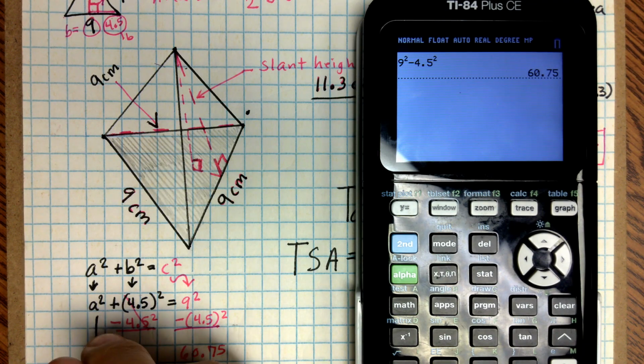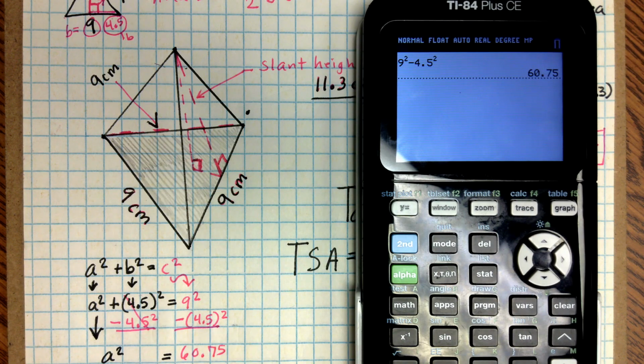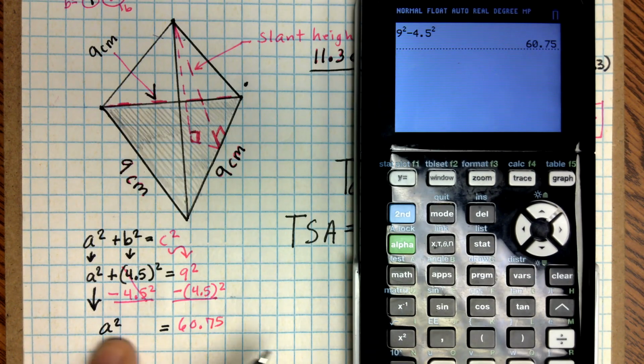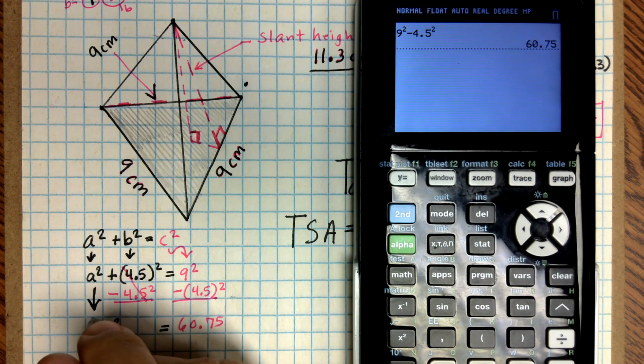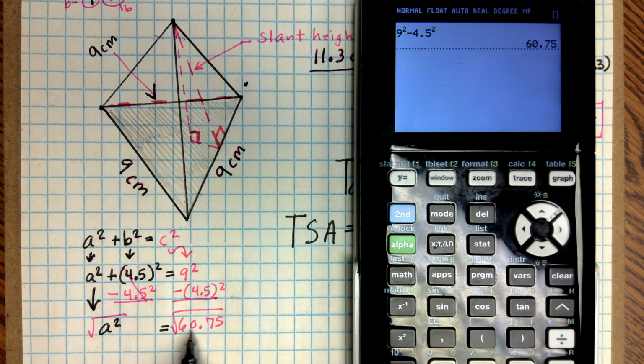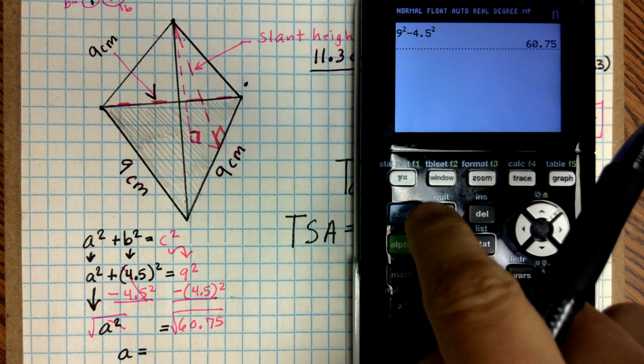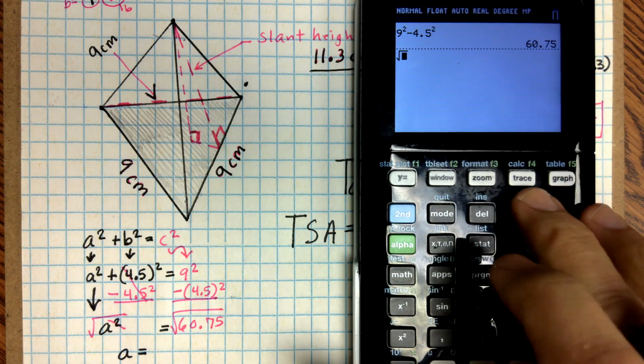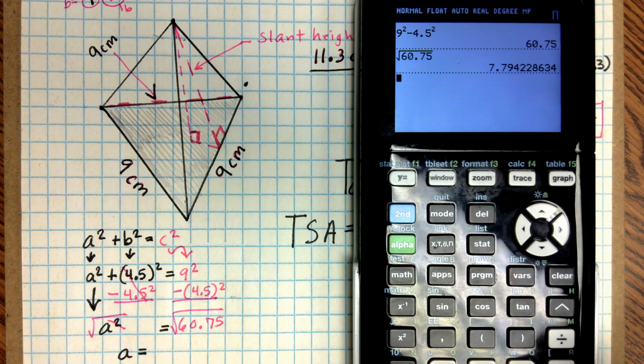Now, over here on the left, I'm going to bring down my a squared and my equal sign. And remember, we don't want the area behind that side of the triangle. We actually want the linear measurement. So I am going to take the square root of it to cancel out the square on my a. And therefore a is going to be equal to, I'll do second square root, put my answer in there, hit enter, and notice it's 7.794.